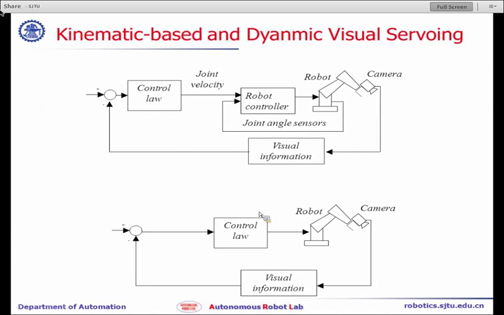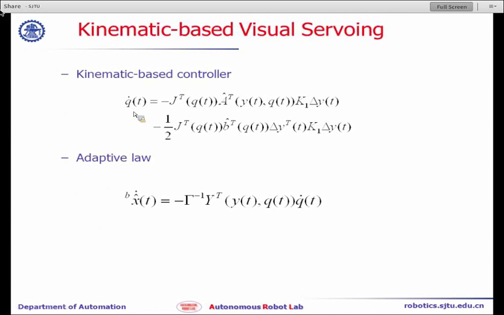So the controller we design should be torque related. We directly design a torque, then input it to the robot, so the robot can perform the motion. Here, first we use the kinematic-based method. We design this controller, and here is the controller we design.